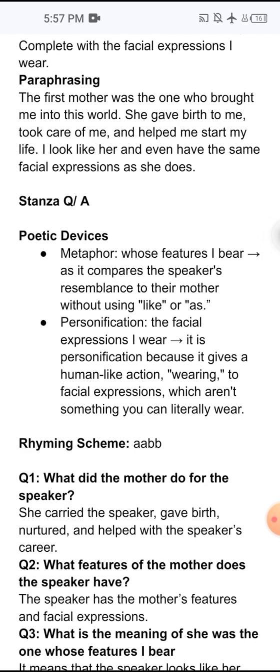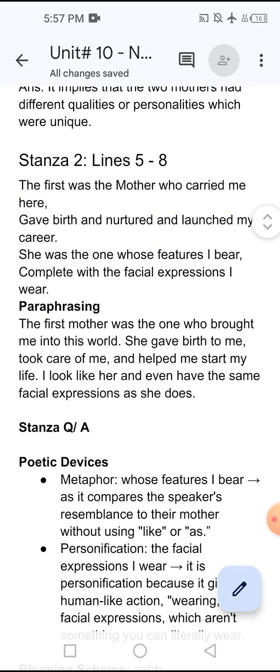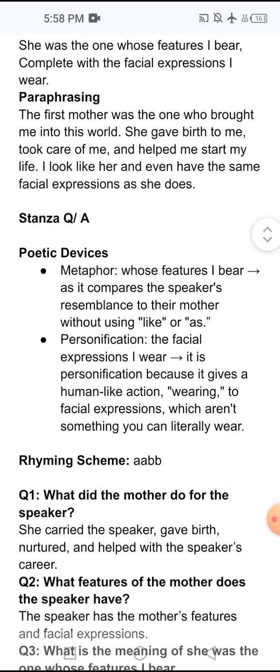Personification: the facial expressions I wear. It is personification because it gives a human-like action, wearing, to facial expressions, which aren't something you can literally wear. So this is personification. Rhyming scheme is AABB. Why? Because here and career, this is AA, and then bear and wear, this is BB.